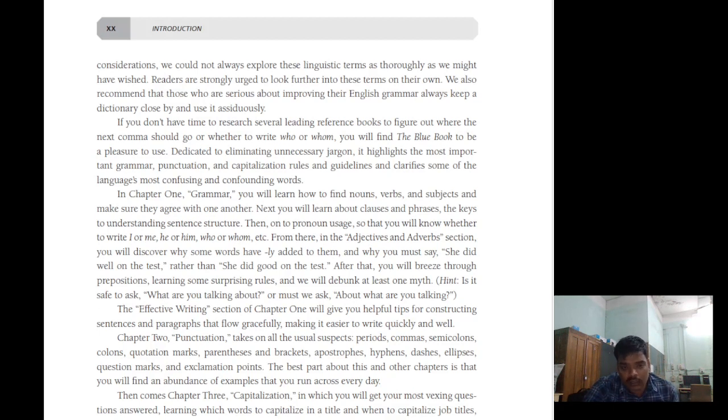Chapter 2, Punctuation, takes on all the usual suspects: period, comma, semicolon, colon, quotation mark, parentheses and brackets, apostrophe, hyphen, dashes, ellipses, question mark, and exclamation point. The best part about this and other chapters is that you will find an abundance of examples that you can run across every day.